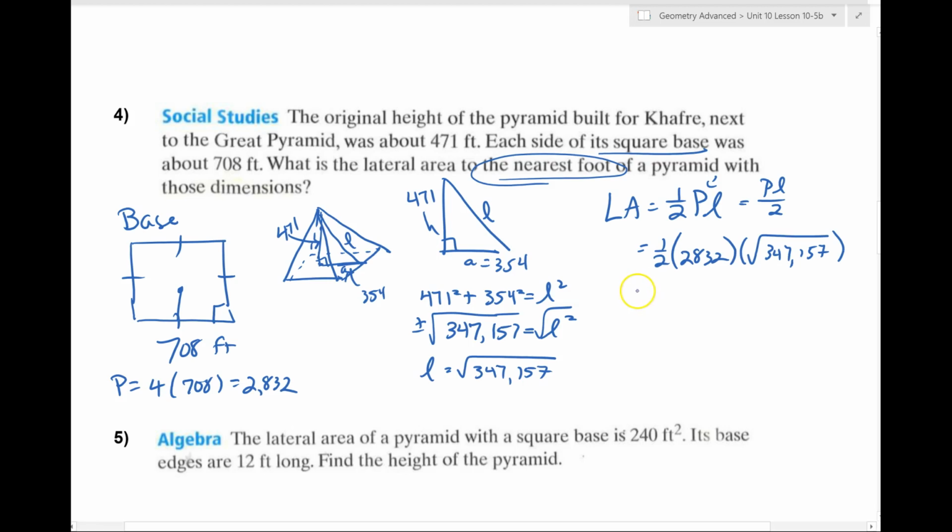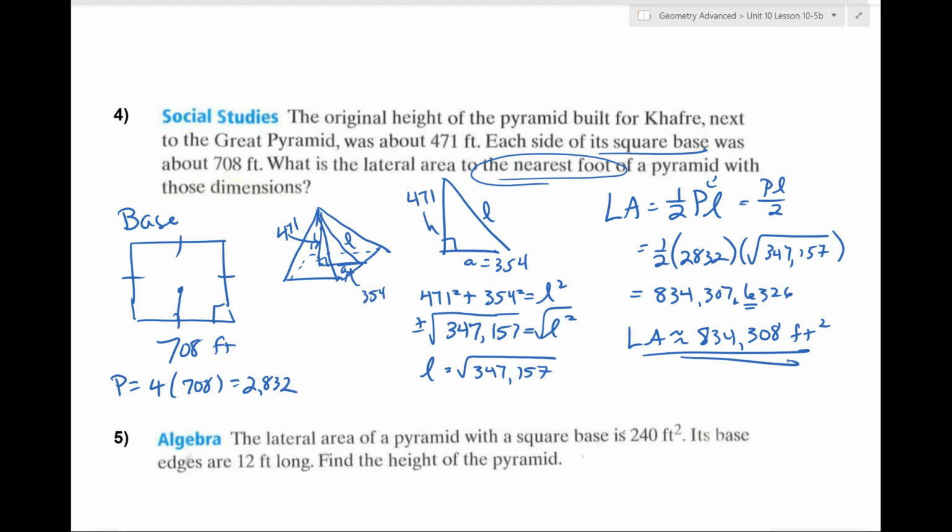I got that this is going to be, if I had a decimal, 834,307.6326. But I want to go to the nearest foot, which means I look here at my decimal at the 6, it rounds up. So it's going to be 834,308 square feet. Does that make sense? Good.